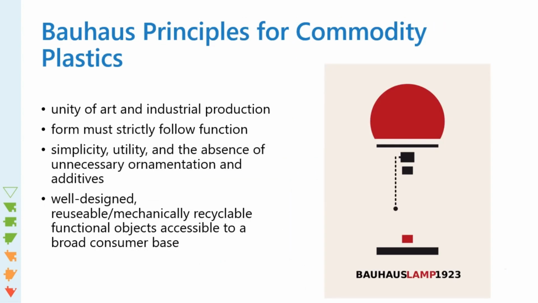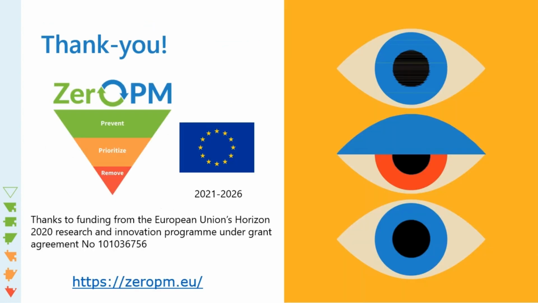So just to sum up, the Bauhaus principles for commodity plastics would involve the unity of art and industrial production. Form must strictly follow function: simplicity, utility, in the absence of unnecessary ornamentation, additives, pigments; well designed, reusable, mechanically recyclable, and functional objects accessible to a broad consumer base. And with that, I'd like to thank you for your attention and open for discussion of what you think of this concept.